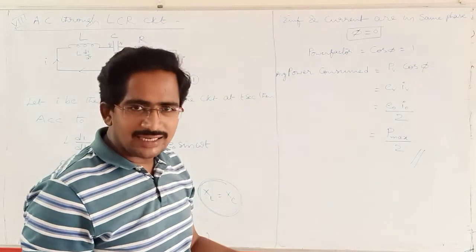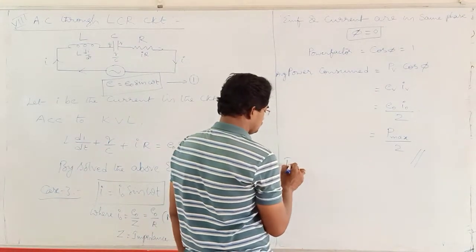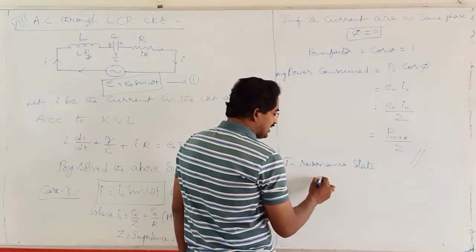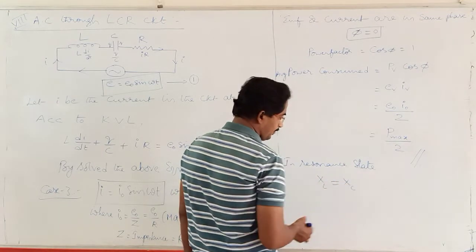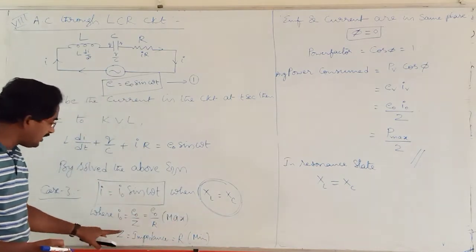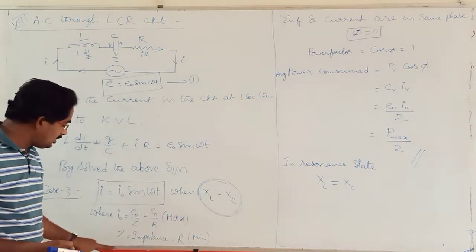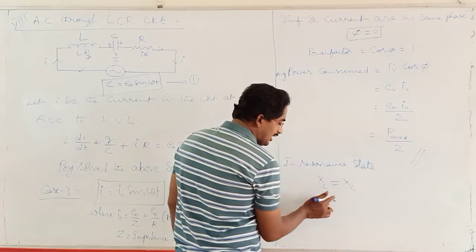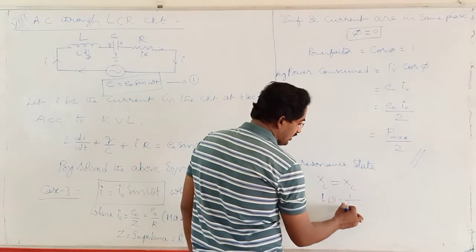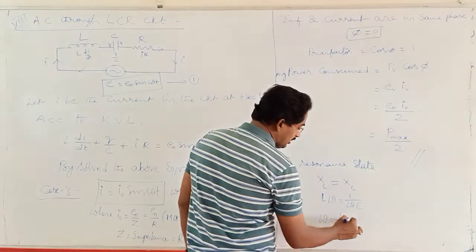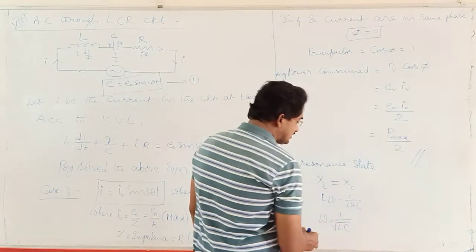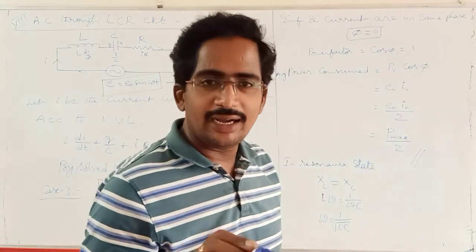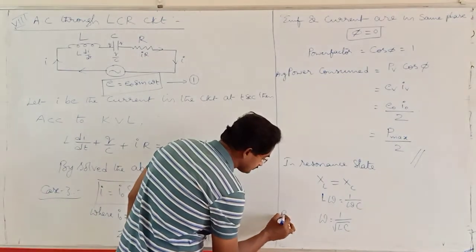After that, in the resonance state, XL equal to XC, right? Whenever XL equal to XC, the current value is maximum and the impedance value is minimum. At that moment, XL value, L omega equal to 1 by omega C. Then the omega value here is 1 by root LC. This is called the resonant angular frequency.